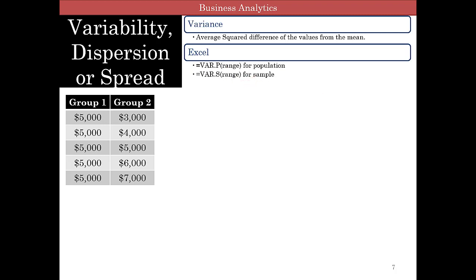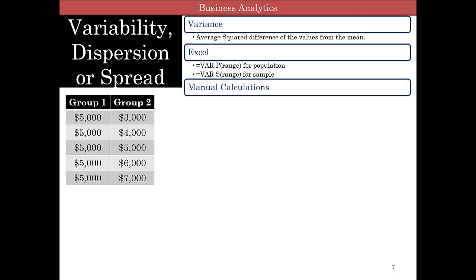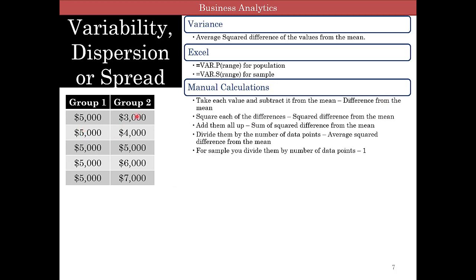If you have a population value, then you use .p. If it's sample, you use .s. So the way you calculate variance is you take each value and subtract it from its mean, and that's the difference from the mean. Then this difference from the mean is squared. Each one of it is squared separately, and that gives you squared difference from the mean. And then when you add all these squared differences from the mean, that becomes sum of squared difference from the mean. Now if you divide the sum of squared difference from the mean, that gives you average squared difference from the mean. And that's what this is, average squared difference.